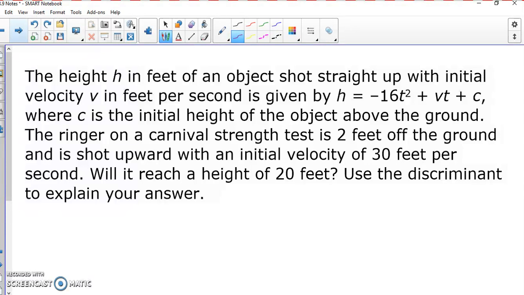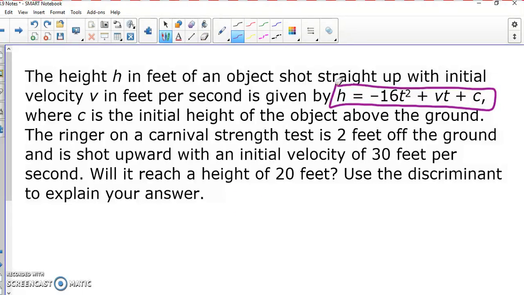So on the story problem here, it says the height h in feet of an object shot straight up with initial velocity v in feet per second is given by this equation here. Okay, and c is representing our initial height of the object above the ground. The ringer on a carnival strength test is 2 feet off the ground and is shot upward with an initial velocity of 30 feet per second. And we want to know if it's going to reach a height of 20 feet.